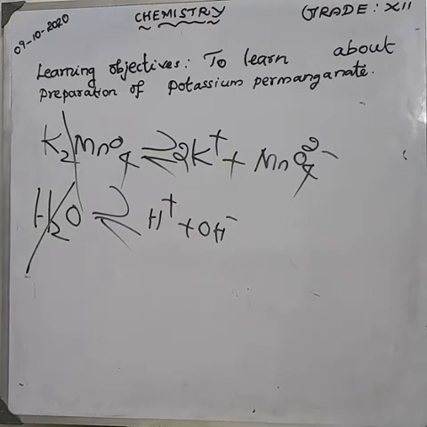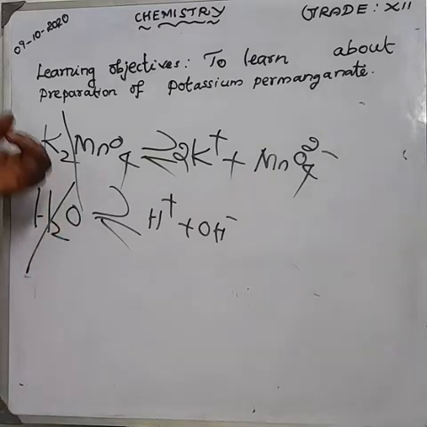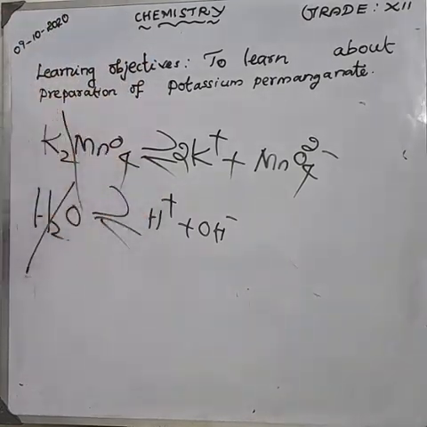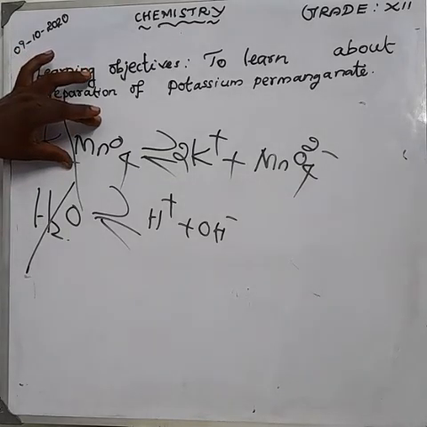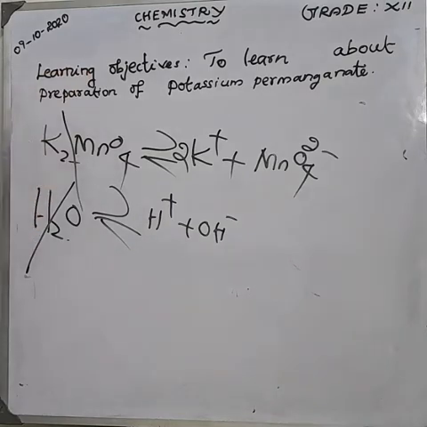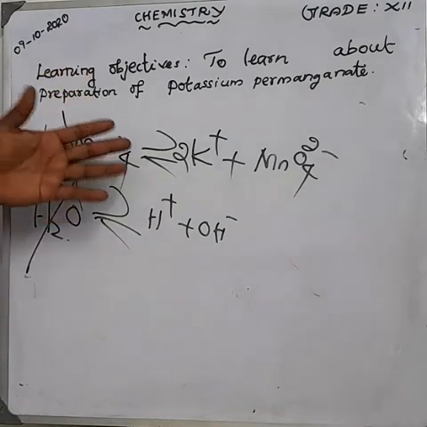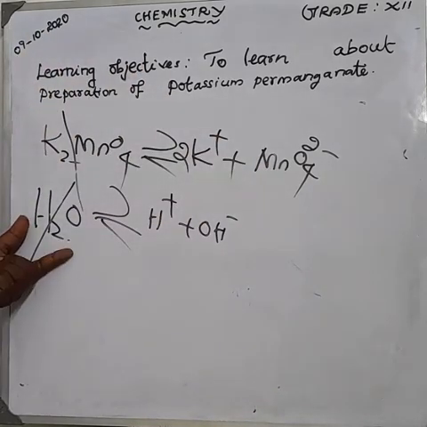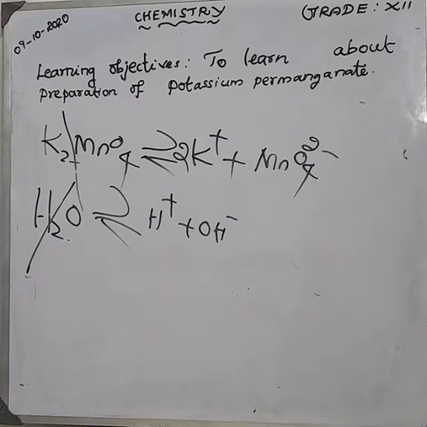One is electrolytic oxidation. In this method, the aqueous solution of potassium manganate is electrolyzed in the presence of a little alkali. The aqueous solution of potassium manganate undergoes dissociation into K plus and manganate ion. And we are also taking water, which is divided into two ions, H plus and OH minus. Next, manganate ions are converted into permanganate.